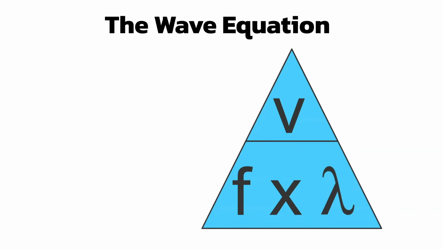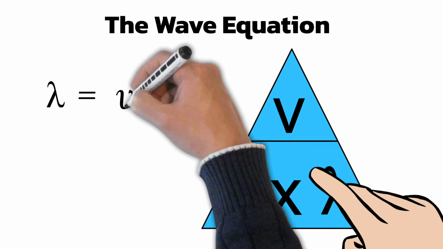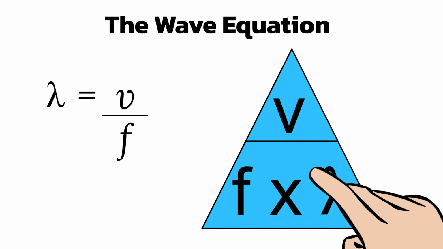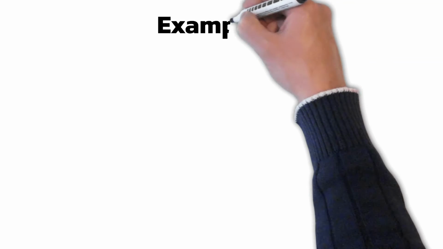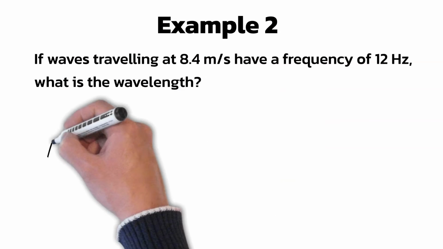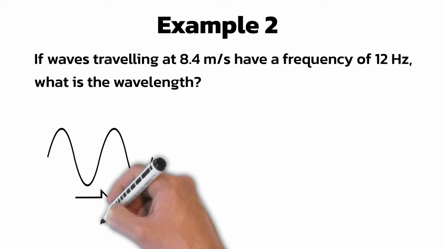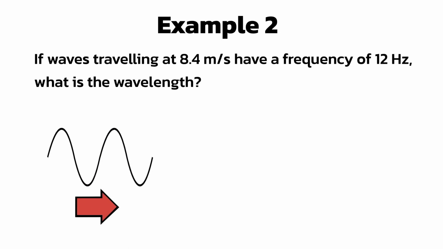To find the wavelength, cover up lambda in the triangle. This gives wavelength equals wave speed divided by frequency. Example 2. If waves traveling at a speed of 8.4 meters per second have a frequency of 12 Hz, what is the wavelength? Pause the lesson and restart it when you're ready to check your answer.